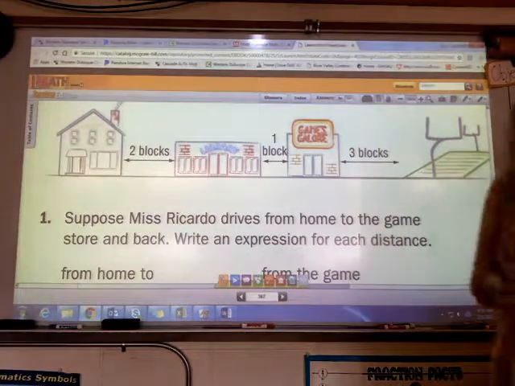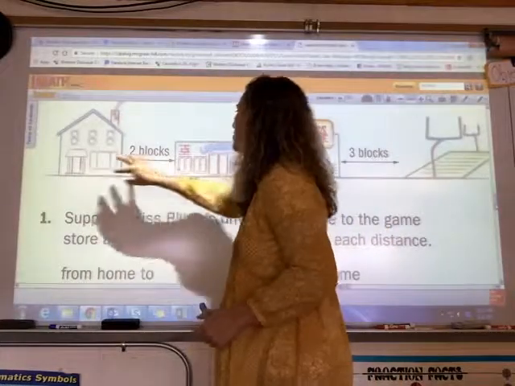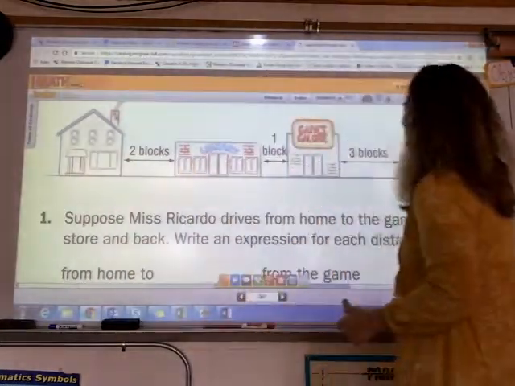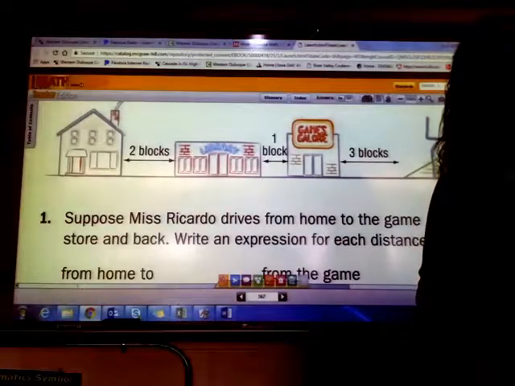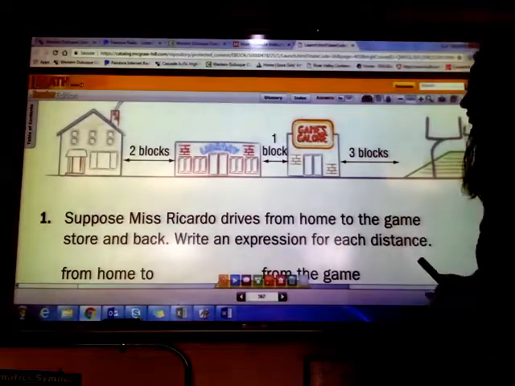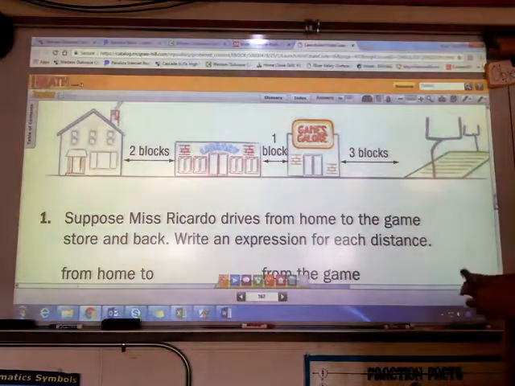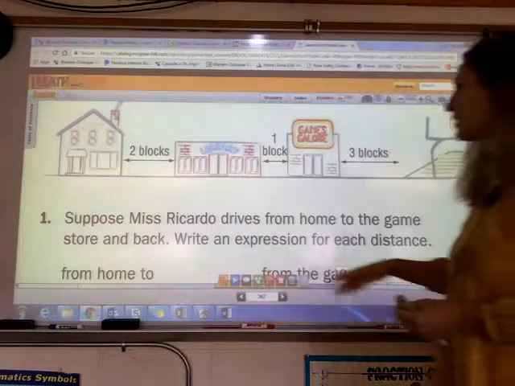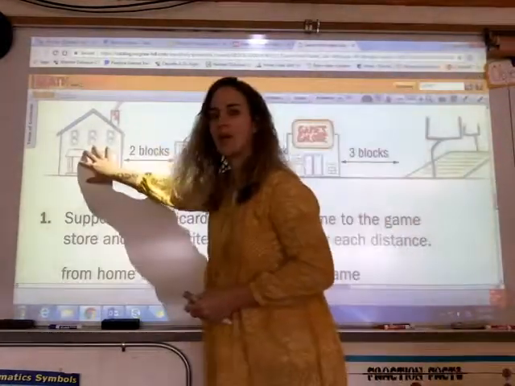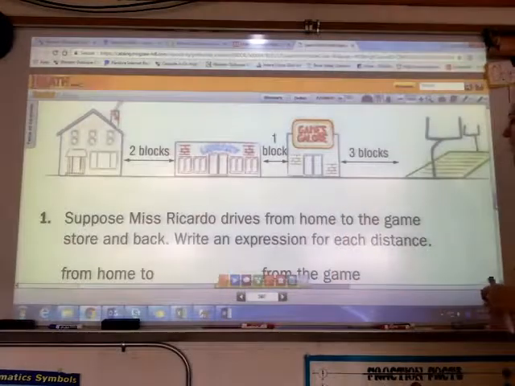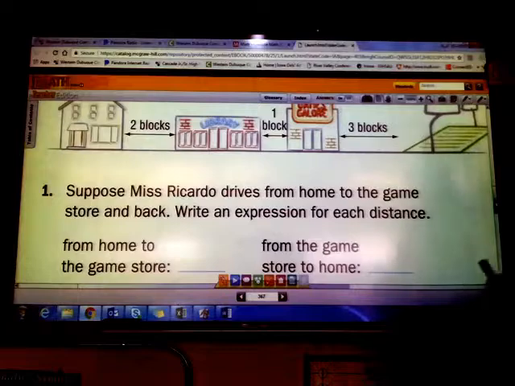One of the things we're going to be looking at first is, let's say Mrs. Ricardo is moving back and forth between these. We're going to be putting together expressions using the properties that we're going to be learning about to help us describe what is going on. Number 1 says, suppose Mrs. Ricardo drives from home to the game store and back. So she's going from home to the game store and then she's going back. Write an expression for each distance from home to the game store and also from the game store to home.